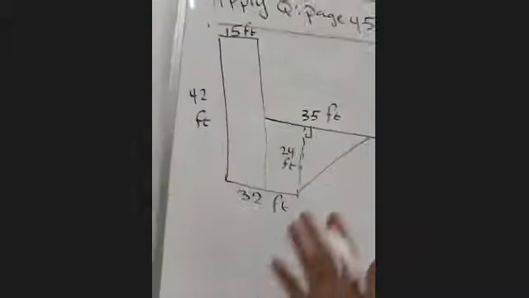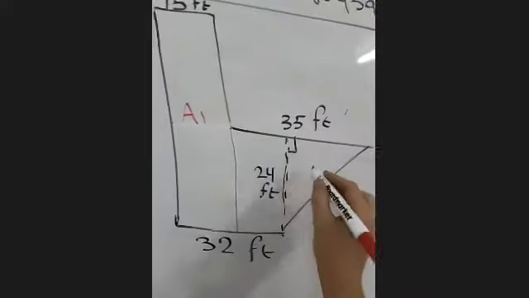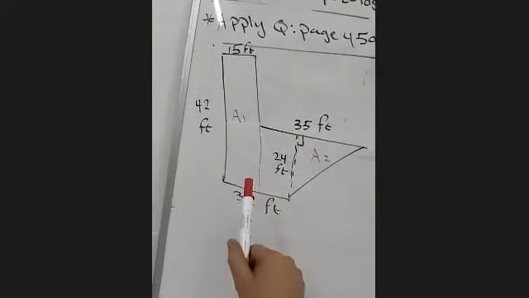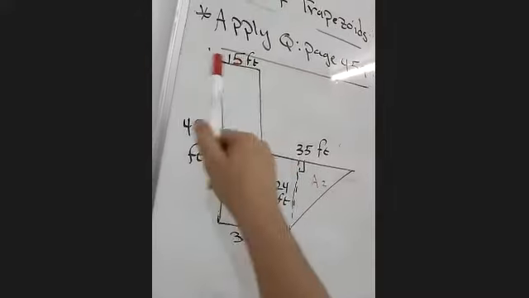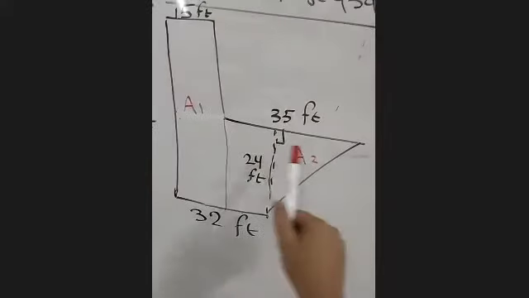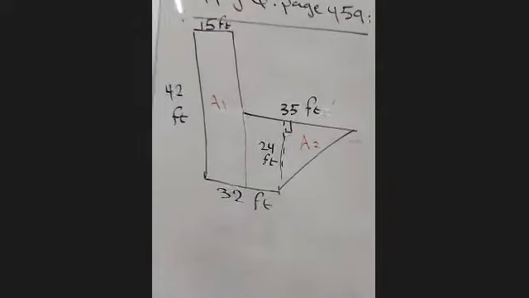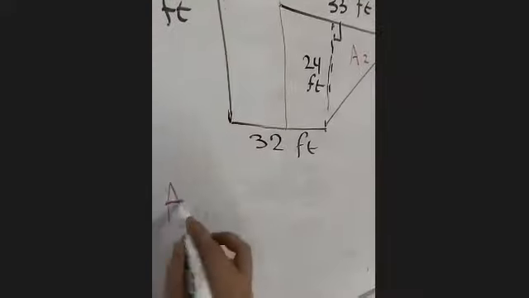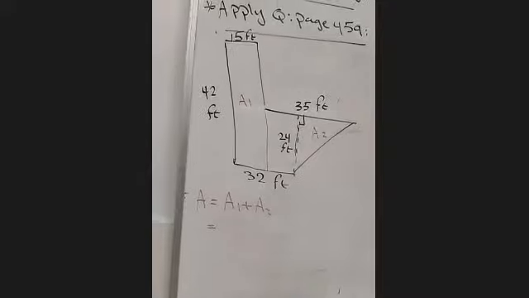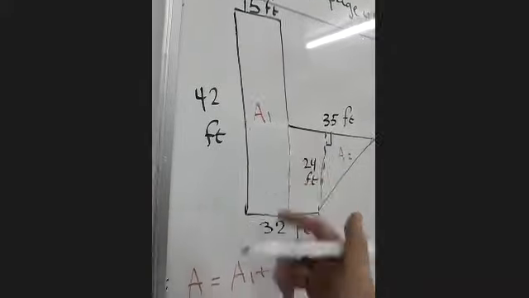Now, if I make this line, I have two figures. I will call this A1, and this I will call A2. Now, A1 is a rectangle, and the area of the rectangle, we know it, length by width. Now, A2 here is what? A trapezoid, base 1, base 2, height. So to find the area, it will be A1 plus A2.